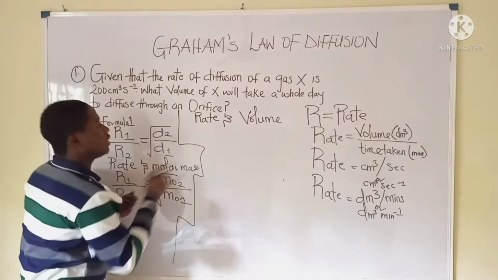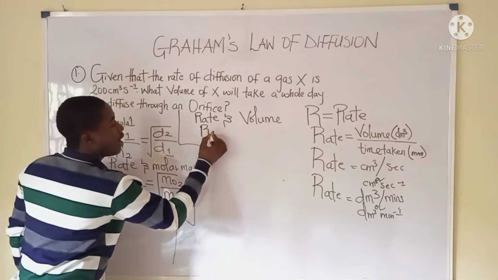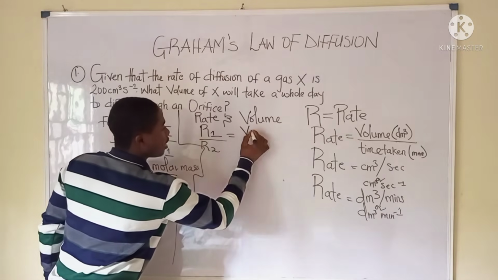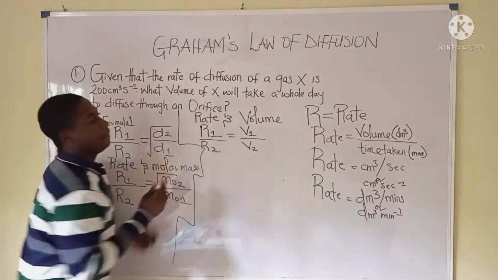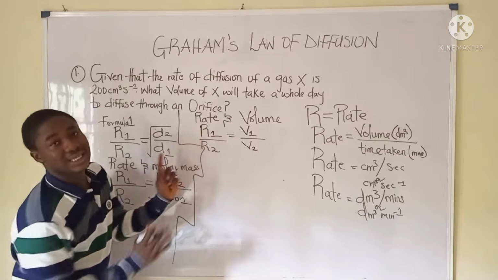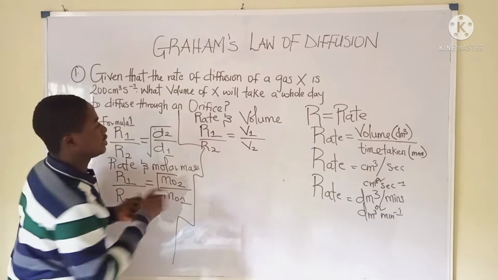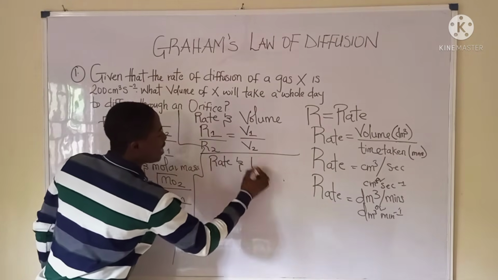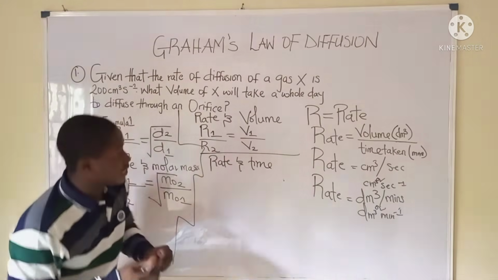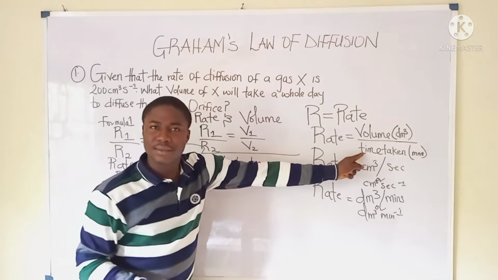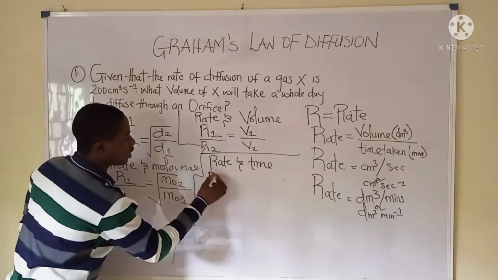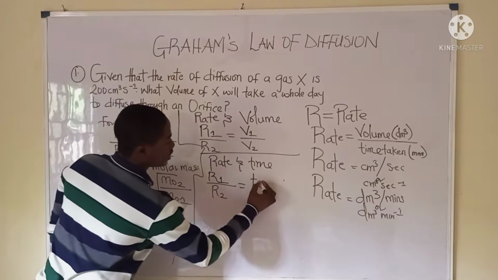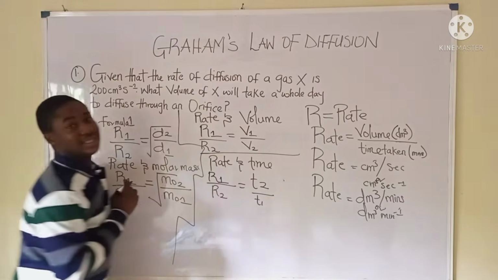So let's relate both of them. We simply have an equation: rate 1 over rate 2 is equal to V1 over V2, because whenever the rate increases, volume increases. But let's relate rate and time. In this context, rate is increasing, time is reducing. So what will be the formula? It is simply rate 1 over rate 2 is equal to T2 over T1.